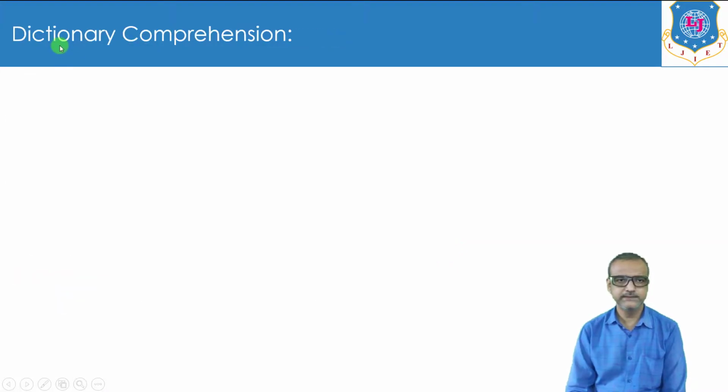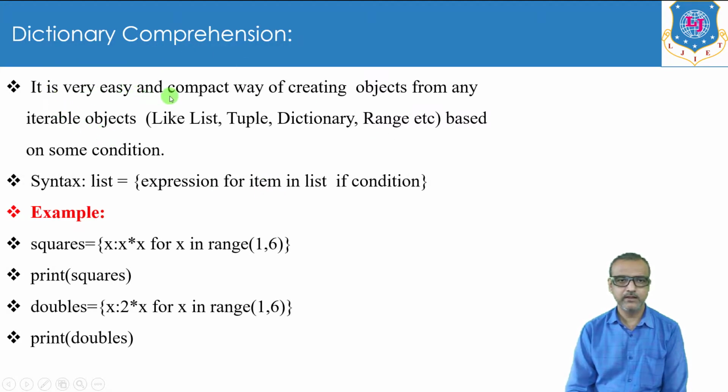Now we will see this topic, that is dictionary comprehension. It is a very easy and compact way of creating objects from any iterable objects like list, tuple, dictionary, range, etc., based on some condition. So what is the syntax for dictionary comprehension? That is list equals to, here you can give any name to the dictionary. Here I have given the name as list, that is equals to, in curly brackets you have to write expression for item in list and then if condition.